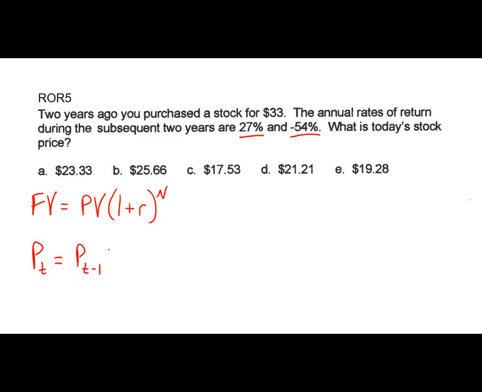So using this formula, I can say that today's stock price is going to equal yesterday's stock price, PT minus 1, times 1 plus the ROR last year, right? This is basically my future value. This is my present value. This is my rate of return.